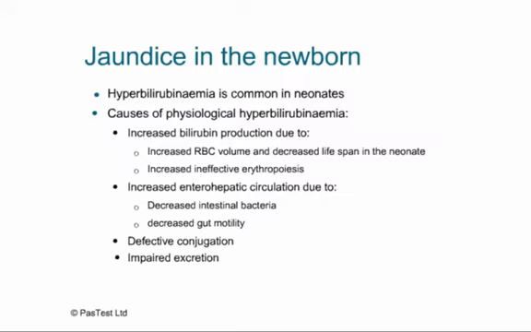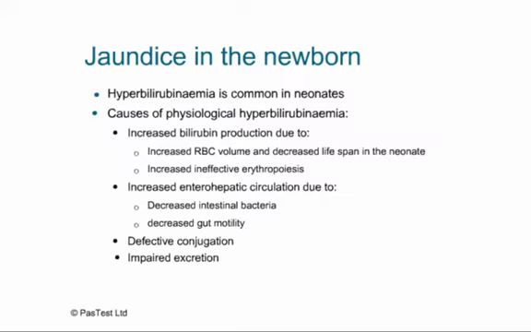Another factor that contributes to higher levels of bilirubin is the increased enterohepatic circulation. This refers to the process where conjugated bilirubin is excreted in the bile into the intestines, then gets deconjugated and is reabsorbed into the bloodstream. Enterohepatic circulation is higher in newborns due to decreased levels of intestinal bacteria and decreased gut motility. Other causes of a raised unconjugated bilirubin level in the bloodstream include defective conjugation and impaired excretion.